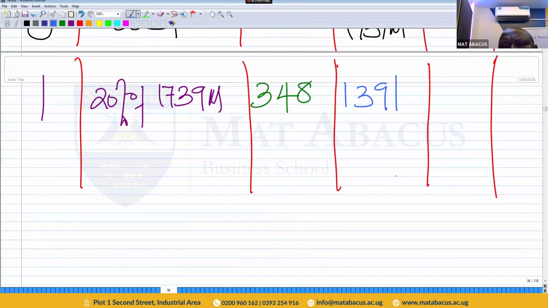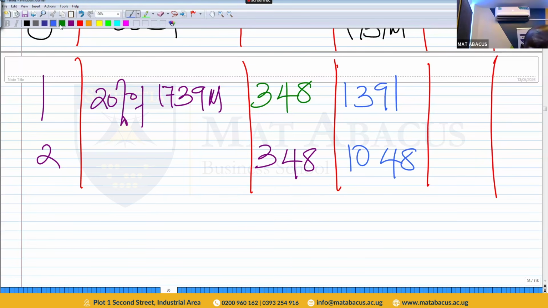Because I'm dealing with straight line, in year 2, the TAD remains as 348. That's how we do it when you're dealing with a straight line. You maintain the TAD, but the balance will keep on dropping. This will drop to 1048. In year 3, the TAD is maintained.